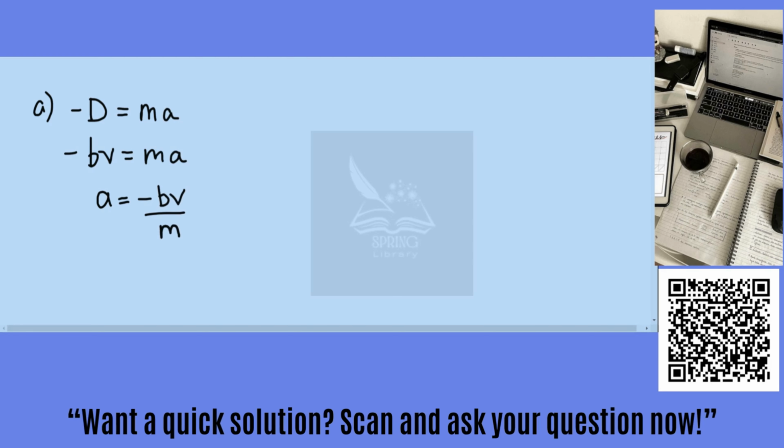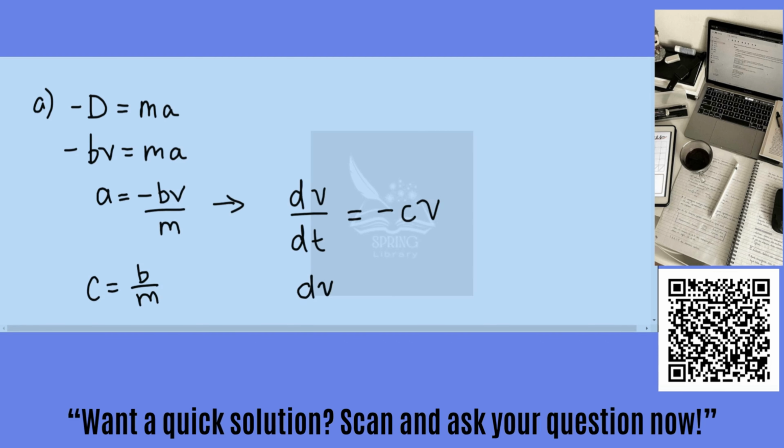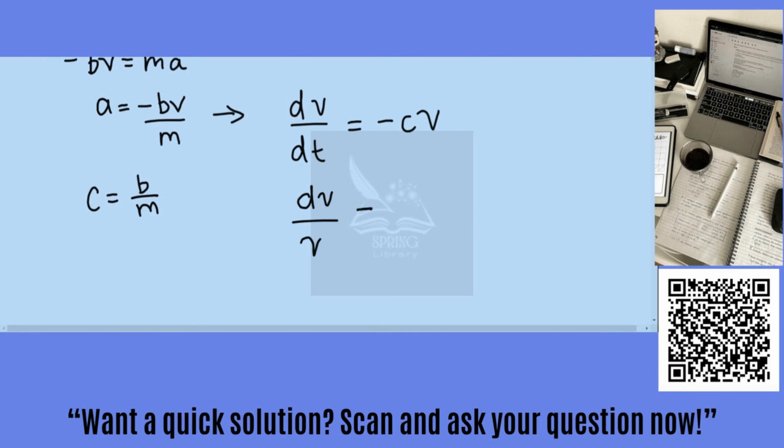And we're just going to define a constant C. So C will be equal to B over M. And I'm going to take this equation and use the fact that acceleration is equal to the derivative of velocity and sub that in. So now I've got an equation that says the derivative of the velocity is equal to negative CV. And I can rearrange this to take all of the V's over to one side. That's going to give me dV over V equals negative C dt.